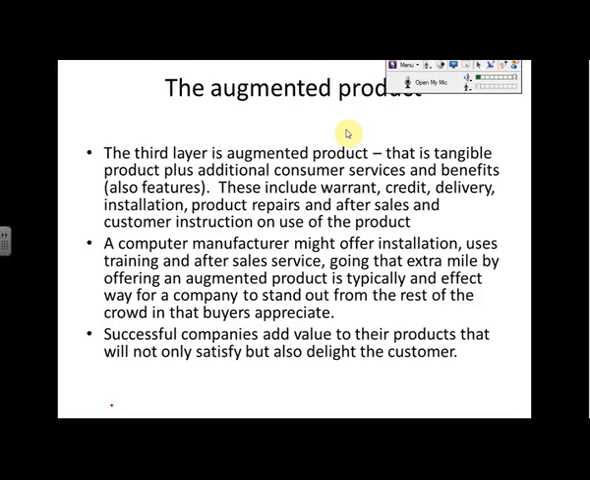Successful companies add value to their products that will not only satisfy but also delight the customer. Customers are not only looking at a product to be satisfied, but they want to be delighted. They want to be able to enjoy what comes with the product.